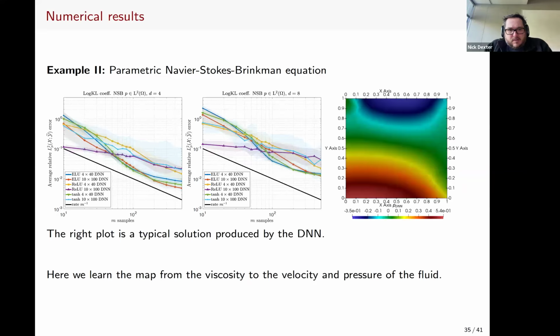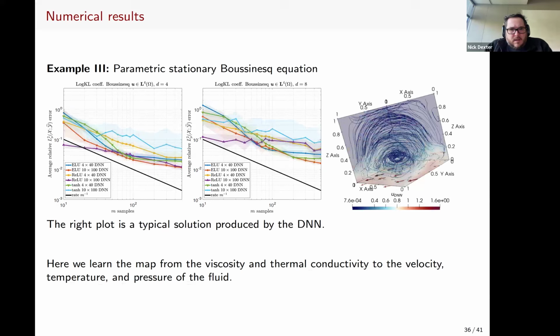Here we change to the pressure. Again, the pressure on the left is dimension 4 parametric dependence, 8 dimensions in the middle, and on the right is a typical solution produced by the DNN. Then we have a third example, the parametric stationary Boussinesq equation. We're learning the map from the viscosity and thermal conductivity to the velocity, temperature, and pressure of the fluid. Again, d equals 4, d equals 8, and on the right is the velocity of the fluid.